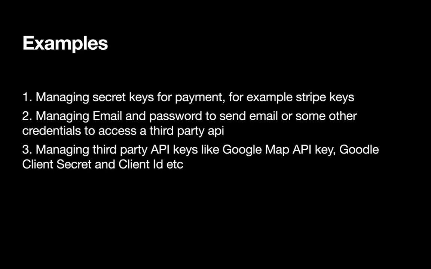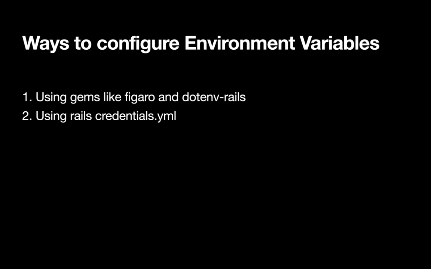Okay, now let's discuss how many ways there are to use environment variables in a Rails application. So we can handle environment variables in two ways here. First, we can use gems to handle environment variables, like figaro and dotenv-rails. And the other way is Rails credentials.yml.